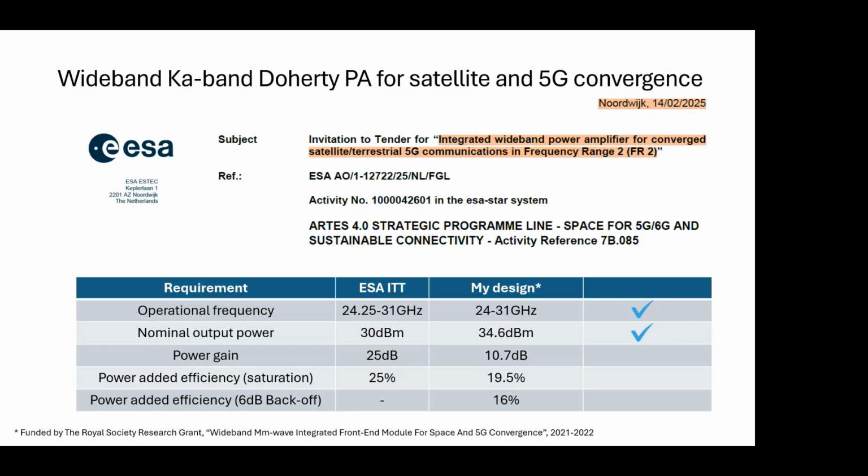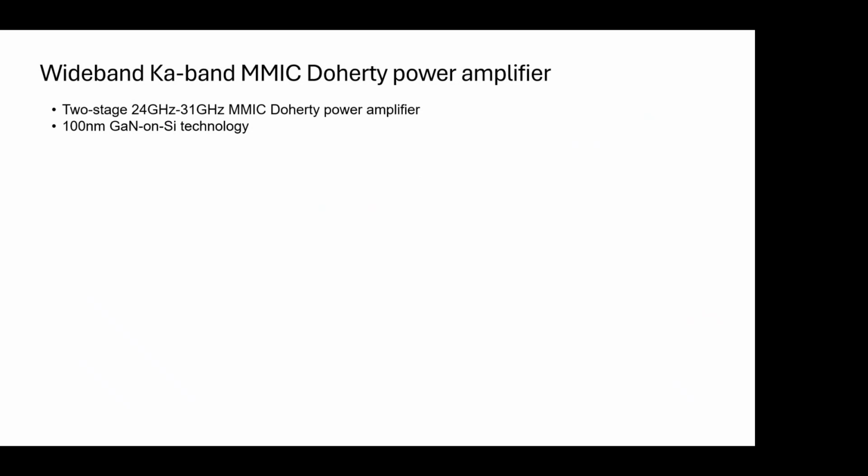The last one is the power added efficiency at backoff, because they didn't give any specific requirement for the backoff. But I suppose for 5G communication, especially since we use the OFDM signal, we need to have a high efficiency at the backoff, right? So we present the efficiency at the backoff. And so then we can move to the details.